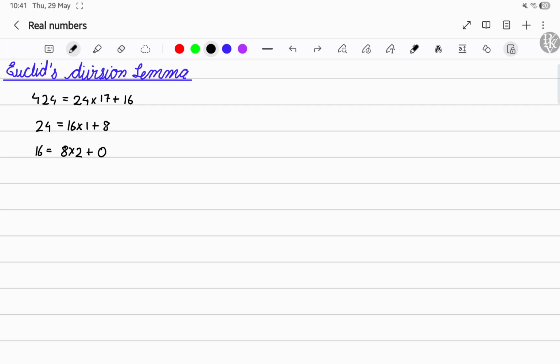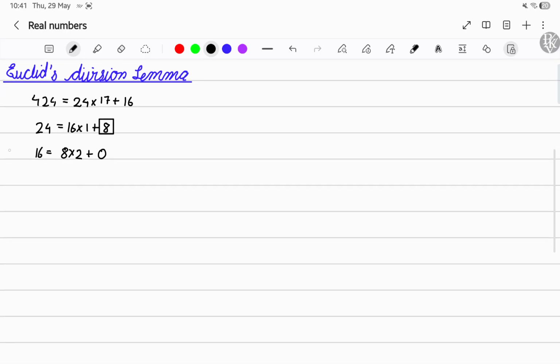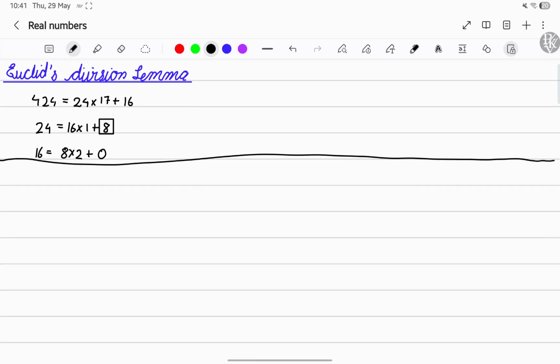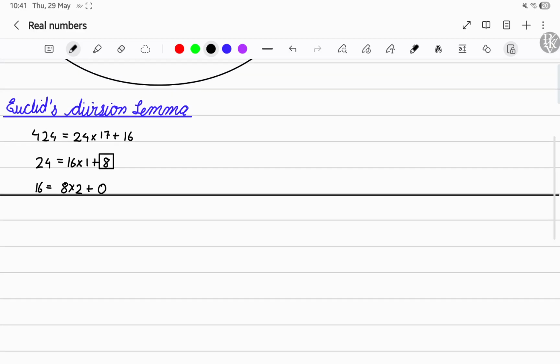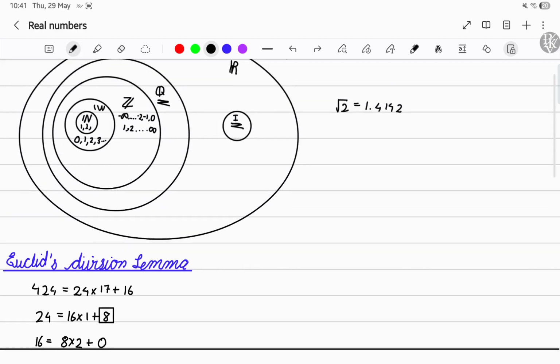Since this is 0, we take what is just above. The remainder just above was 8, and the HCF of 424 and 24 is equal to 8 by the Euclid's division lemma. Now if you don't understand, you can just rewatch it, and if you still do not, don't worry, because this is deleted syllabus and questions will not come from exactly this. It just aids in problem solving, that's all.